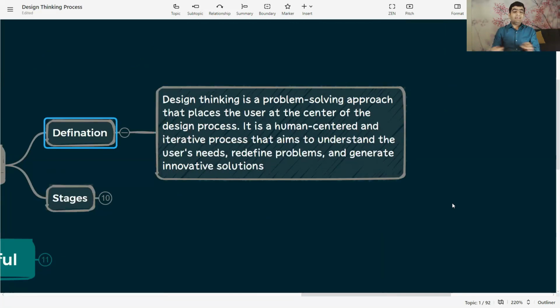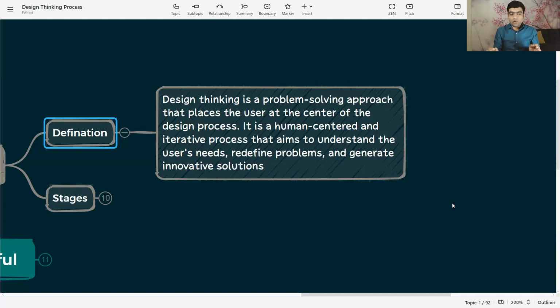Design thinking is a problem solving approach that places the user at the center of the design process. It is a human centered and iterative process that aims to understand the user's need, redefine the problems and generate innovative solutions. I know you have not got anything, right? So this is just the definition I have copied. This is the standard definition.